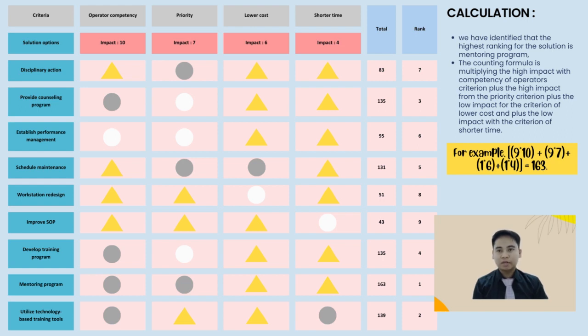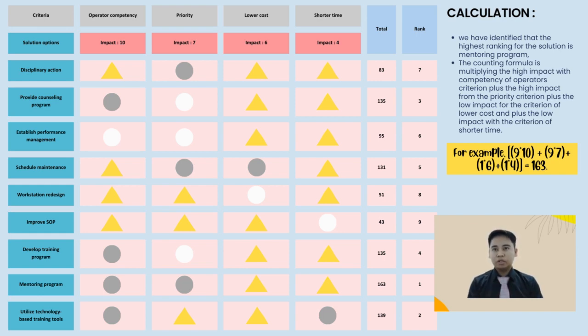The second criterion is priority, given an impact of 7. The third criterion is lower cost, given an impact of 6. And the last criterion is shorter time, given an impact of 4. Based on 9 solutions with the 4 criteria, we use a 3-state range. The shaded circle is high impact with 9 marks, the white circle is medium impact with 5 marks, and the triangle is low impact with only 1 mark.